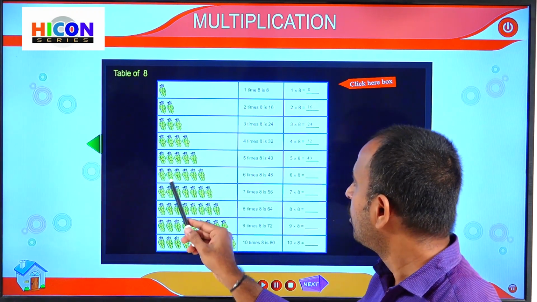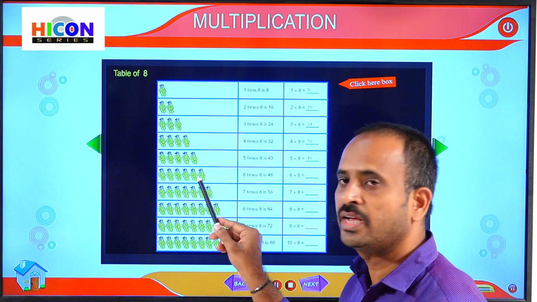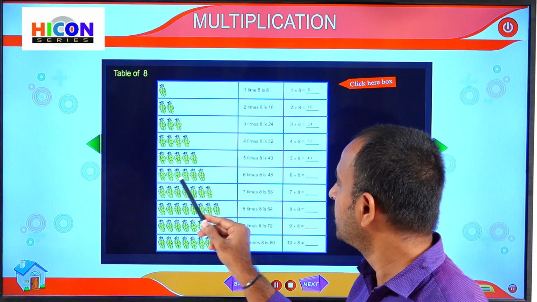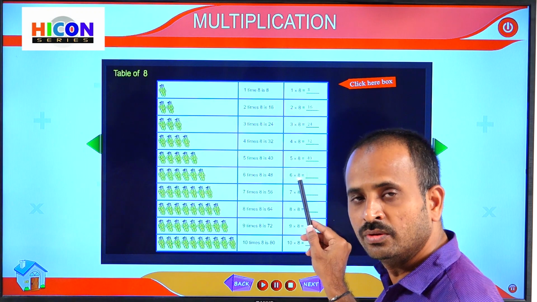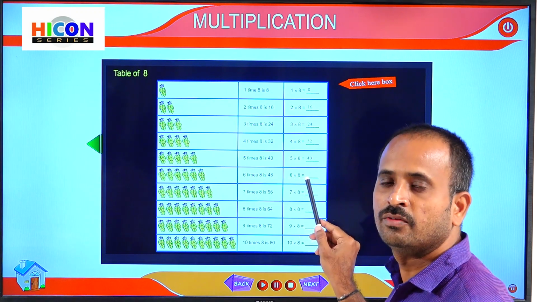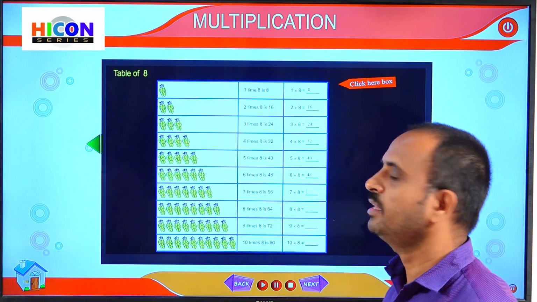So see the next one. How many groups are there? Total there are 6 groups. Each group has 8 fruits. So it can be written as 6 times 8, and it becomes 6 into 8, 6 eights are 48. So total there are 48 fruits.